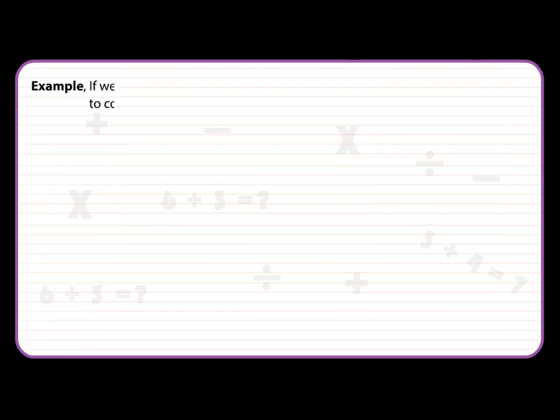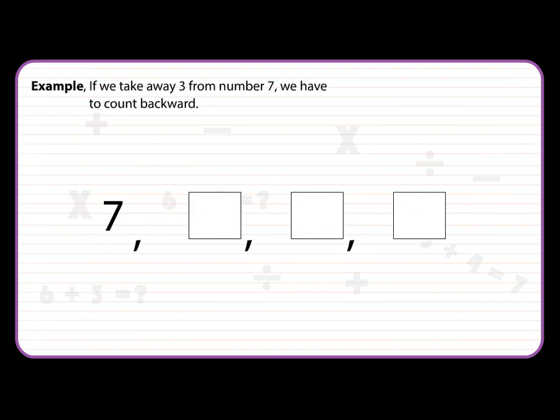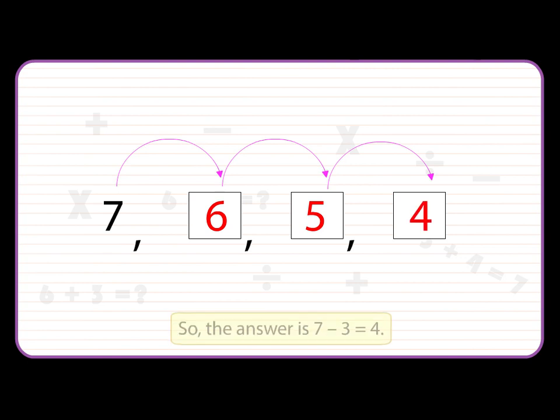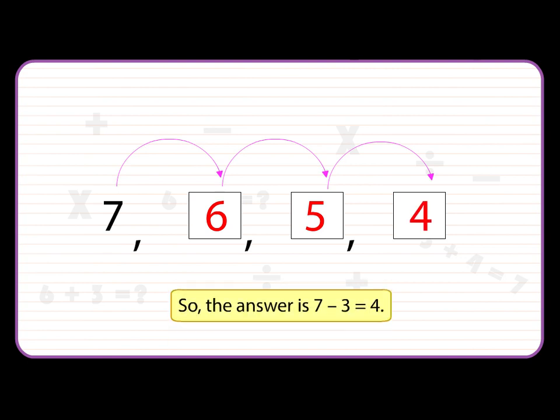Example, if we take away 3 from number 7, we have to count backward. Start at 7 and draw 3 boxes to count backward. 7 minus 1 is equal to 6. 6 minus 1 is equal to 5. 5 minus 1 is equal to 4. So the answer is 7 minus 3 is equal to 4.